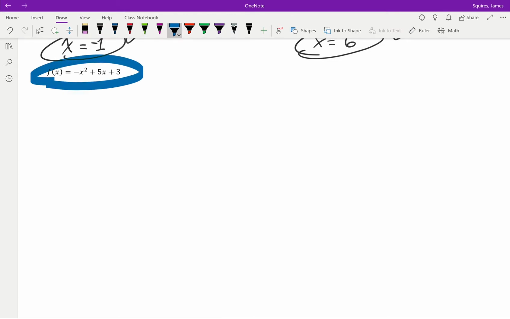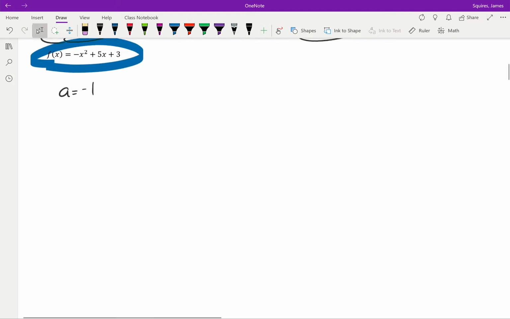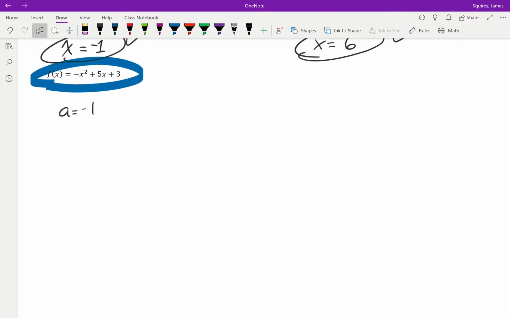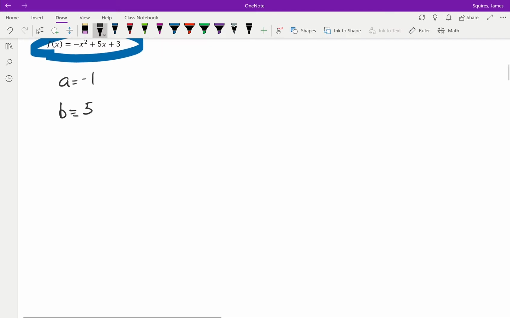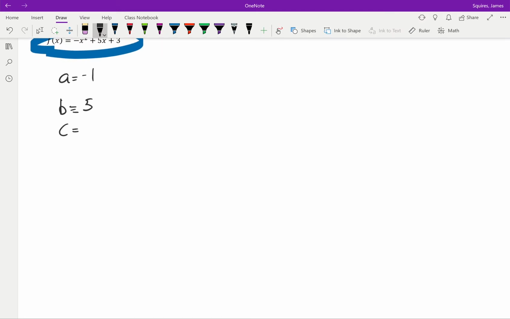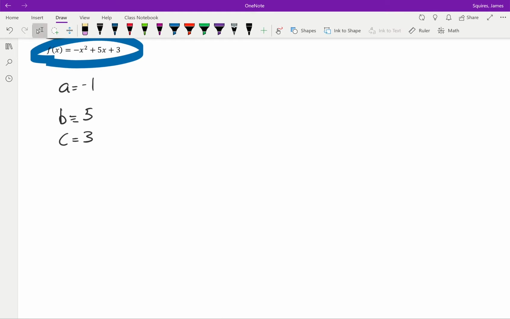Let's look at this equation right here. We want to figure out what a, b, and c equal. a equals -1, because that is the coefficient in front of our x squared term. b equals +5, because that is the coefficient in front of our x term. And c equals 3, because that is our constant term.